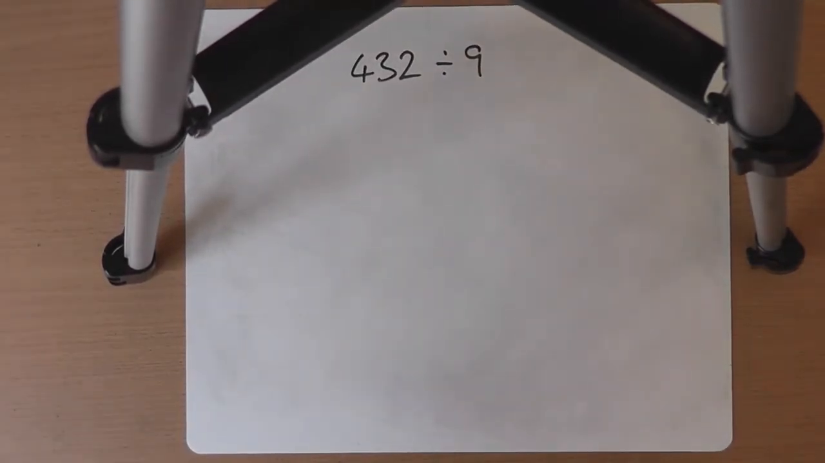We'll do another example just to hammer this home. 432 divided by 9. So the question we're asking is either 432 shared equally into 9 groups or piles, or how many 9s are there in 432? And that's the focus we're going to have.